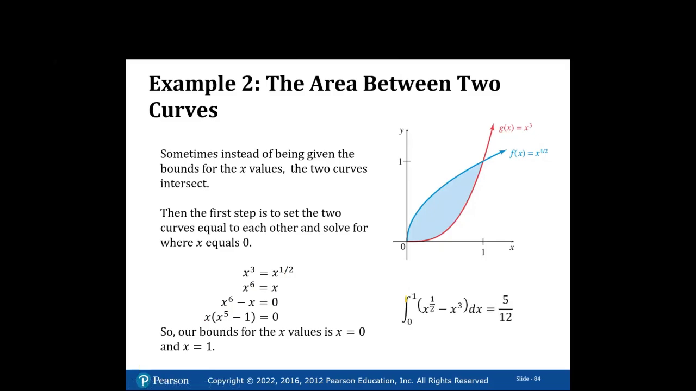So then we're going to take this integral from 0 to 1, and the last thing you have to check is which function is on top and which function is on the bottom. So we can see that f of x is on top and x cubed is on the bottom. And when you do that integral, you'll get 5/12. So feel free to pause the video, do the integral, and double check that you get the same answer.